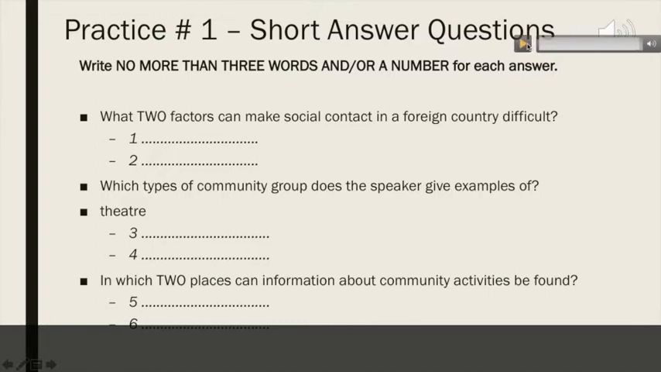Okay, I hope that you did really well. We'll give the answers to this exercise later on in the lecture. Let's get on with it.